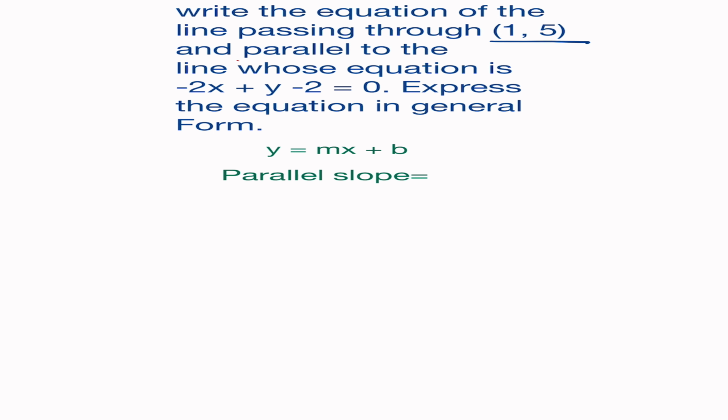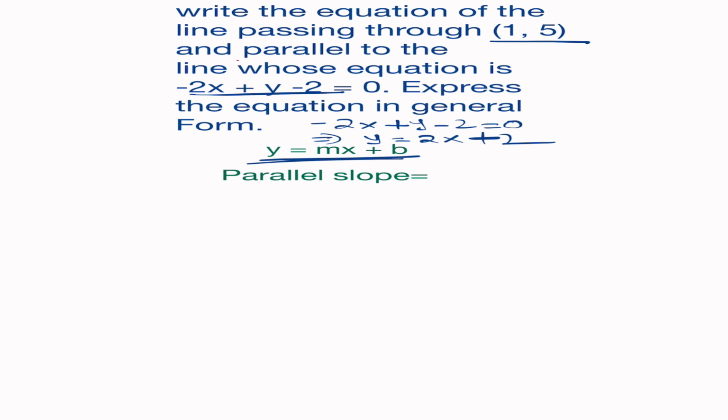It's going to be parallel to the line whose equation is this. So let's write down the equation. We have y equal negative 2x plus y minus 2 equal 0, right? So if we solve it, what do you get? y equal 2x plus 2, right? Now if we have a simple equation y equal mx plus b, the parallel slope will be simply m, the same slope. So now we have the equation y equal 2x plus 2, so our slope is simply 2. This is going to be the slope for our parallel line.